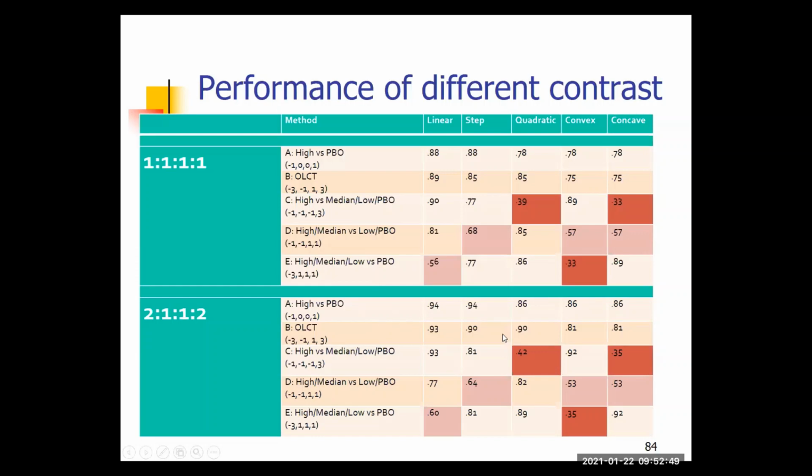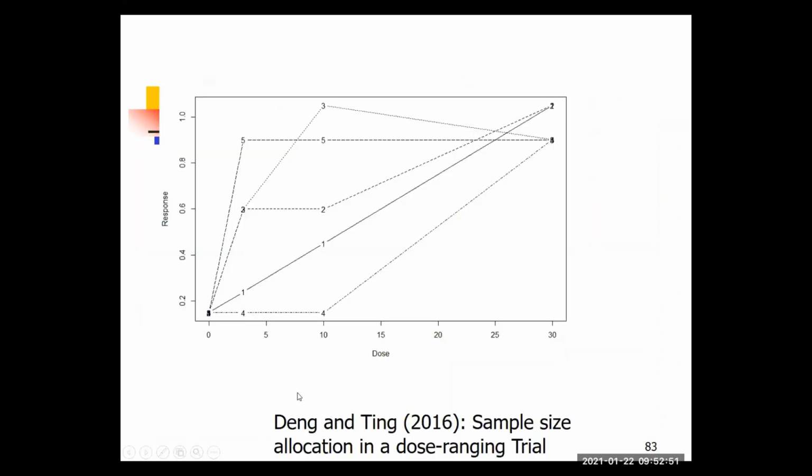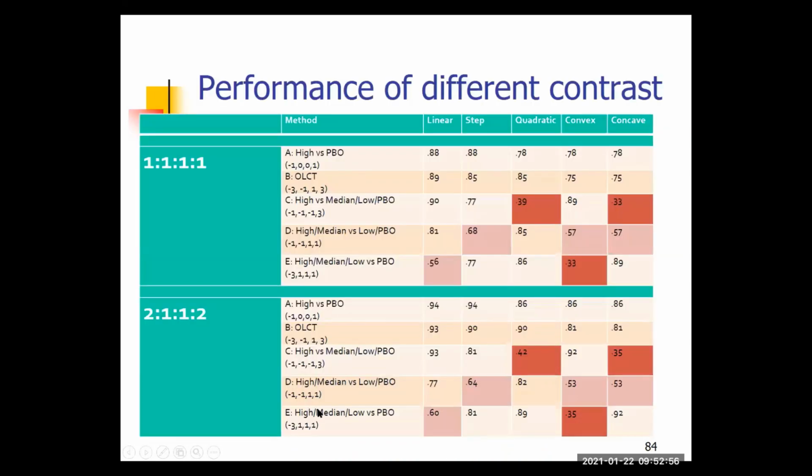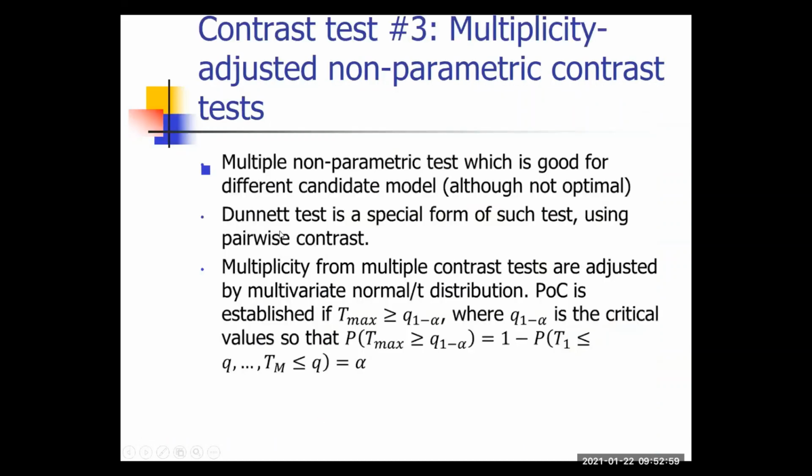Of course, this is my colleague, Kiki Deng, and we work on this. We try to promote people to use this OLCT method. And of course, we can do a multiplicity adjusted parametric contrast test, or a non-parametric contrast test. People are moving into MCP mod. In MCP mod thinking, they're looking at the maximum T. They propose 5 or 10 or 15 or 20 or 18 or whatever potential models.